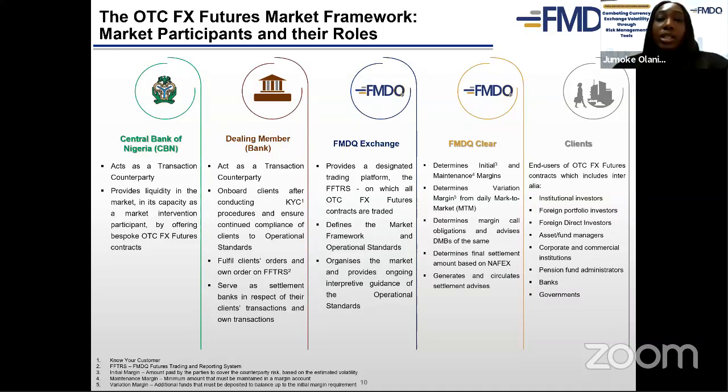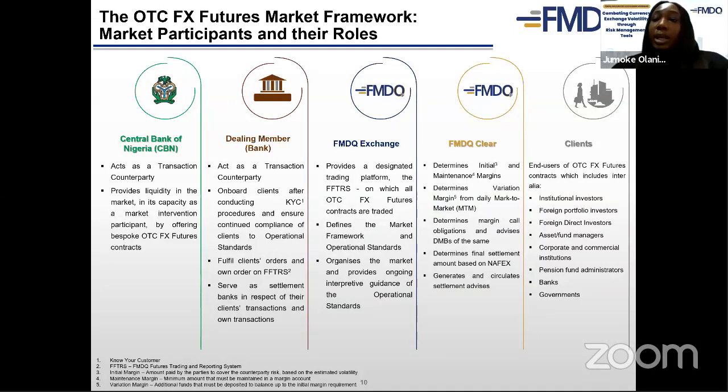FMDQ Exchange is the designated exchange and provides the trading platform where the OTC FX futures contracts are traded. It is responsible for defining the market framework and the operational standards that guide all the participants in the market. It also organizes the market, providing ongoing interpretive guidance, clearance, clarifications, answering questions that may be required from any participant in the market, and generally just looking at how the market can continue to be improved and expanded to help all the participants in the market achieve their objective.